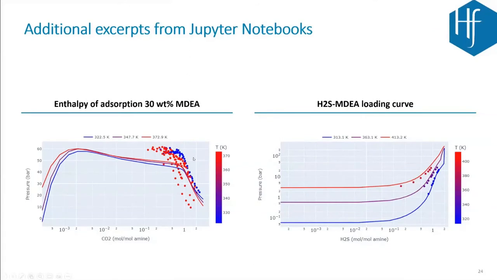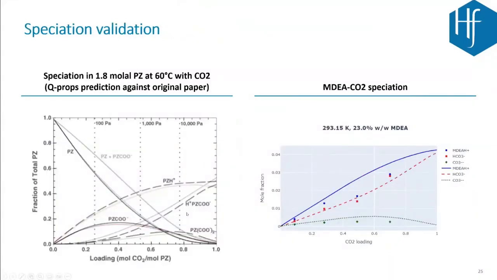That's essentially one of those messages. Now the system also contains ions, of course. So there's a complex speciation phenomena going on in these systems. For instance, here with piperazine at 60 degrees C with CO2, or MDA with CO2. And the simulators don't allow you normally to access this type of information, simply because they are built with apparent components, neutral components in mind.